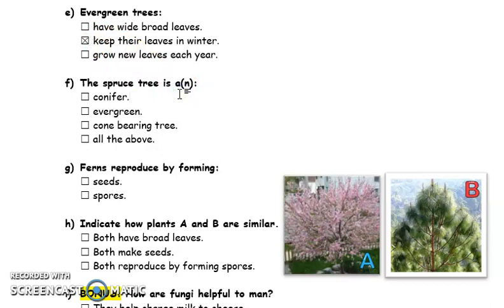The spruce tree. Is it a conifer? Is it an evergreen tree? Is it a cone-bearing tree? What do you think? The spruce tree is one of the conifers. Of course, it is a conifer. This means it is an evergreen tree. It stays green all year round. Since the spruce tree is a conifer, it carries cones. What does this mean? All of the answers are correct. So here we can check all of them.